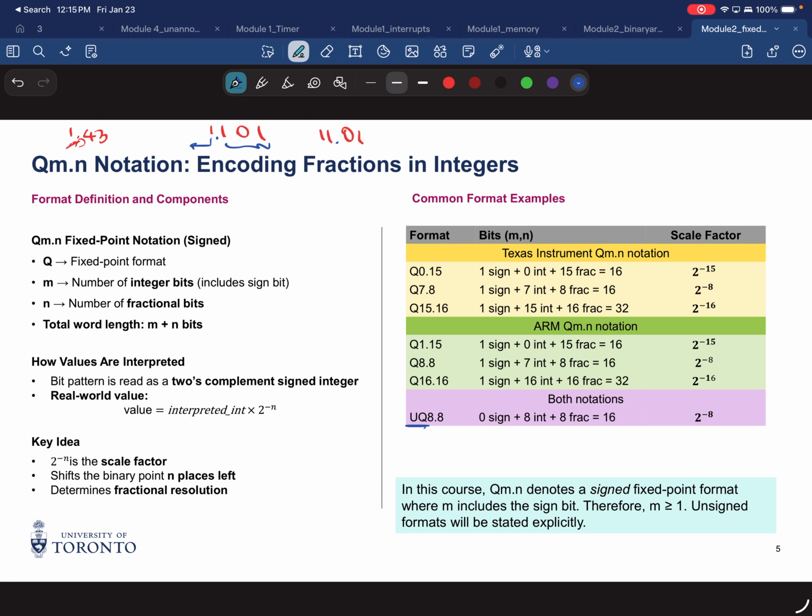But in ARM, there is another notation that says nothing is implied. In this version, the m that I put here is always at least 1, which is for the sign bit, plus the integer bits. So if you add m plus n, that's the total number of bits that you get. That's why m in this notation, if it is Qm, has to always be equal to or more than 1. We can't have 0 in this notation.